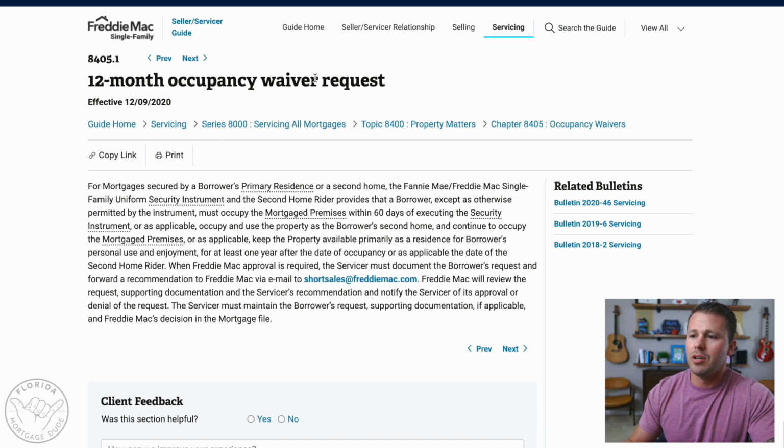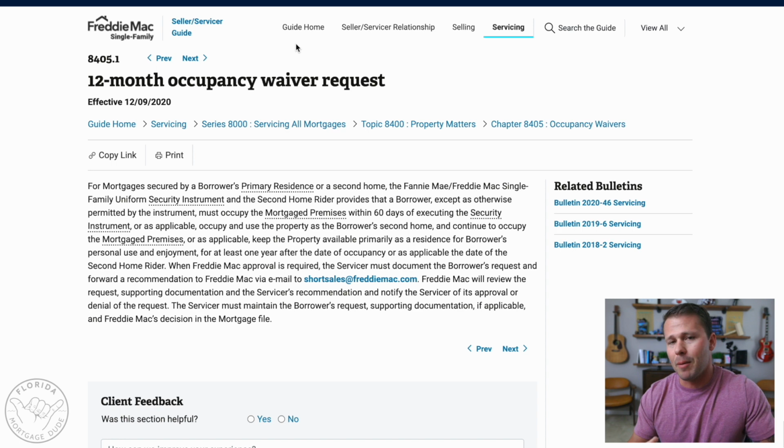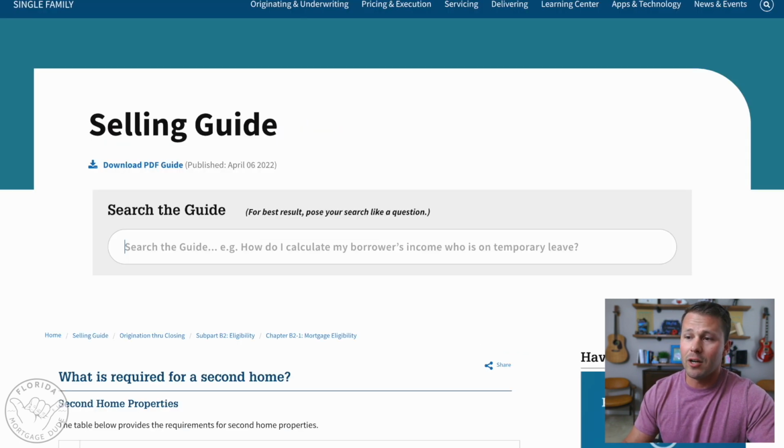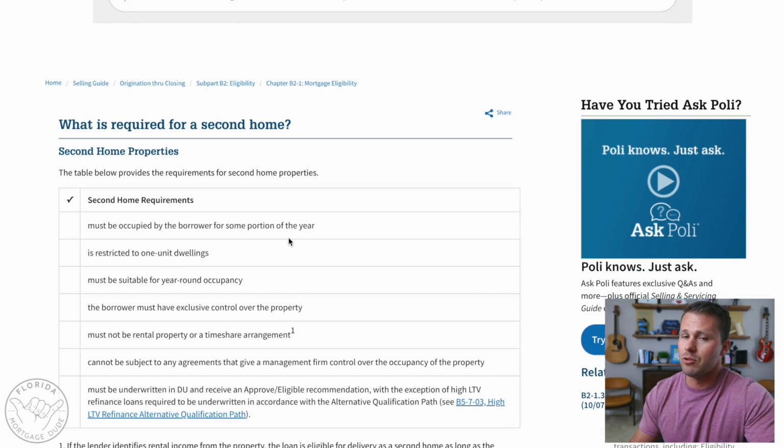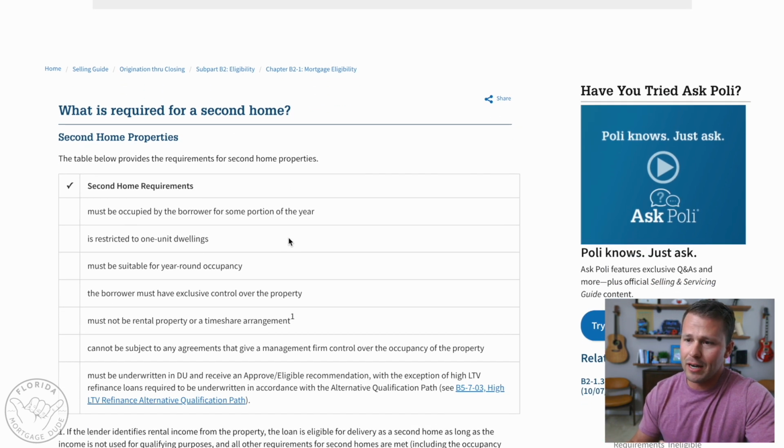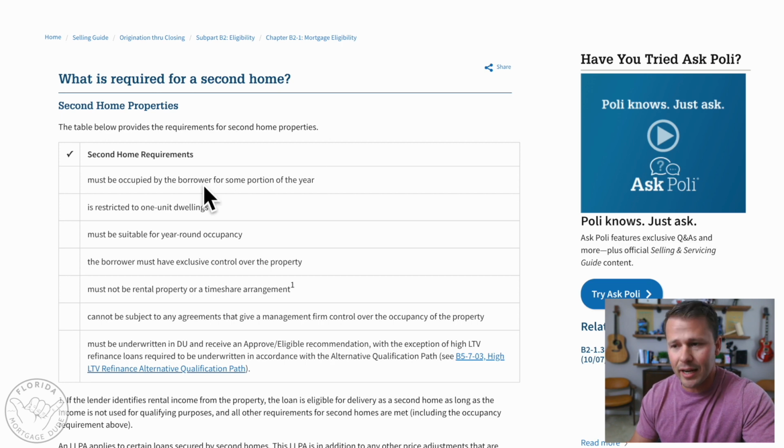I also wanted to note that if you were purchasing a property as a second home, the guidelines are written a little bit different. As a second home, we're basically doing the property purchase as a conventional loan, unless you're securing other types of financing. However, the majority of people are purchasing second homes as conventional loans. So we're referring to Fannie Mae and Freddie Mac guidelines here. So this is the second home requirements. The borrower must occupy the property for some portion of the year.